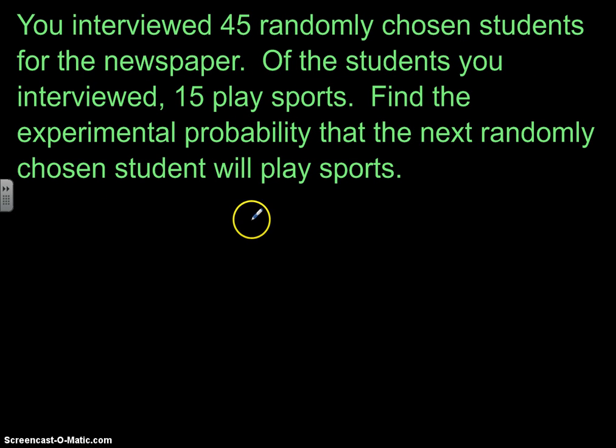You interviewed 445 randomly chosen students for the newspaper. Of the students you interviewed, 15 played sports. Find the experimental probability that the next randomly chosen student will play sports. Favorable would be 15, playing sports. Total would be 45. Reduce this by 15, I get 1 out of 3. So the experimental probability is 1/3.